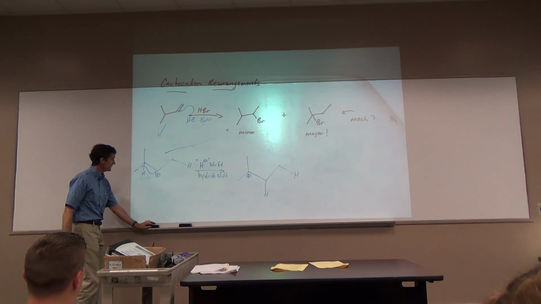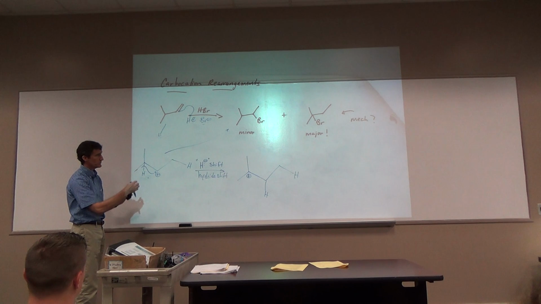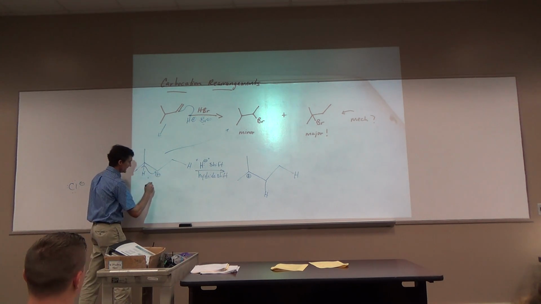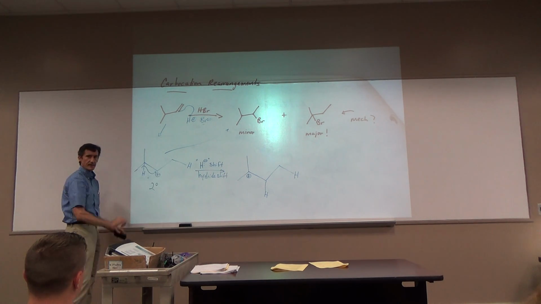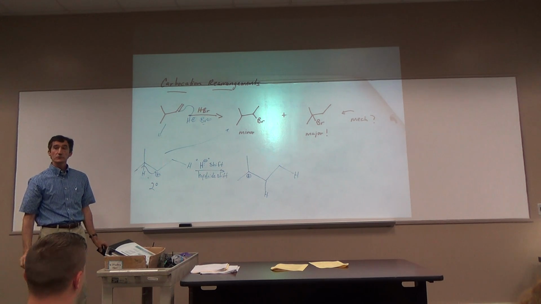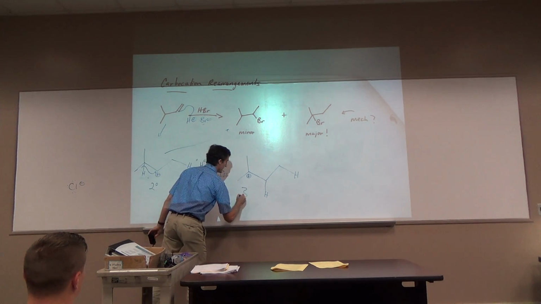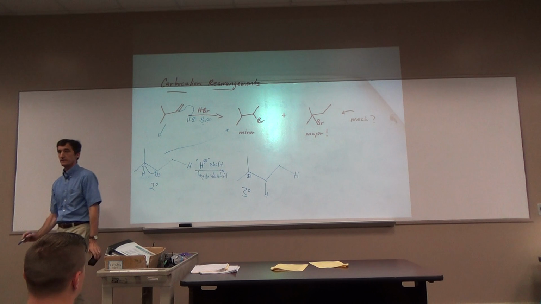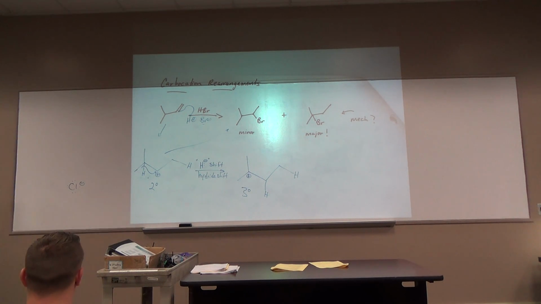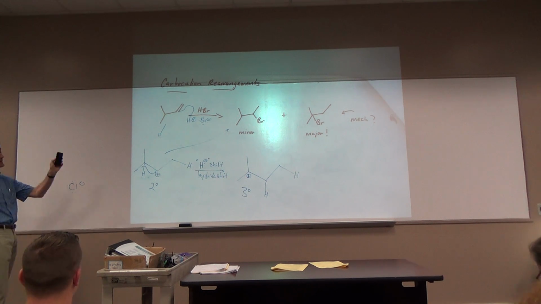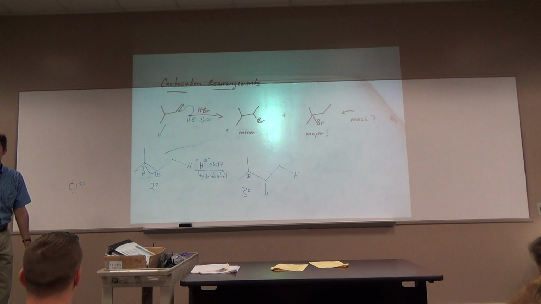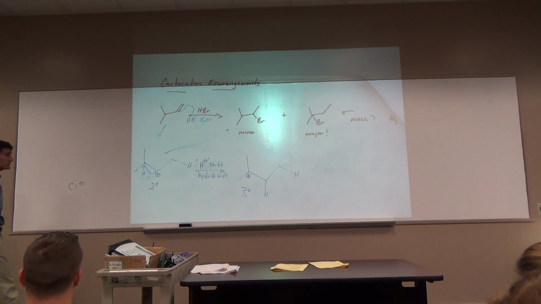Now what's going on here? First off, let's put some more stuff up here. This is what type of cation? Secondary. What type of cation did we rearrange to? Tertiary. Does that seem reasonable? We rearranged to a more stable one. So the system is starting to fall back downhill. Cations will rearrange to more stable cations like this. Hydride shift is the most common way.